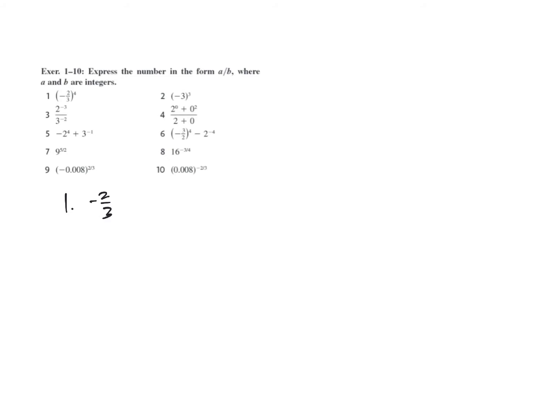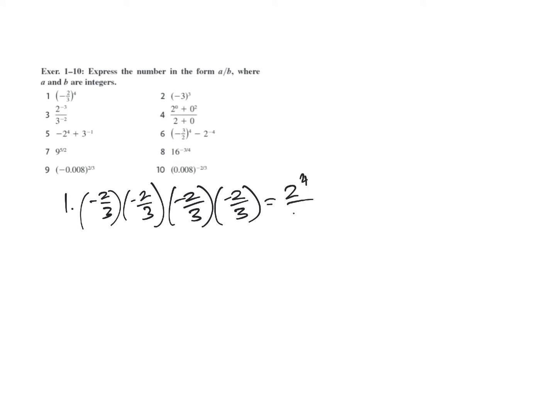That means you have 4 of them. And any time you raise a negative to an even power, it becomes positive. So really what we have here is 2 to the 4th and 3 to the 4th. 2 to the 4th is 16, and 3 to the 4th is 81. So 16 over 81, all right? And we just keep going.